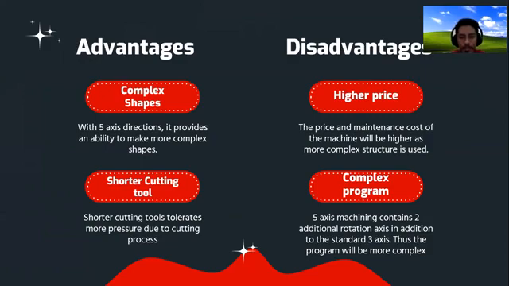Next is the first disadvantage of 5-axis machining, which is higher price. With bigger and more parts, it comes also with a higher price, and it should be operated by a qualified operator, which means more cost. And then second is complex programming. Like we said before, 5-axis machining uses X, Y, and Z and rotational axes. That means when we create the program, it will be more complex and a longer time is needed to create the program.